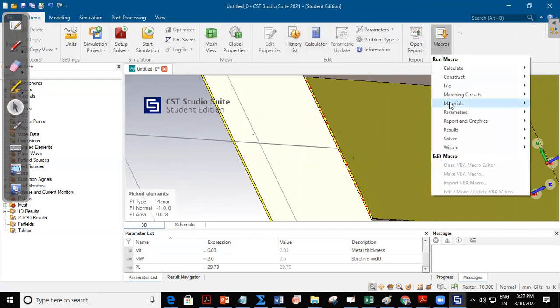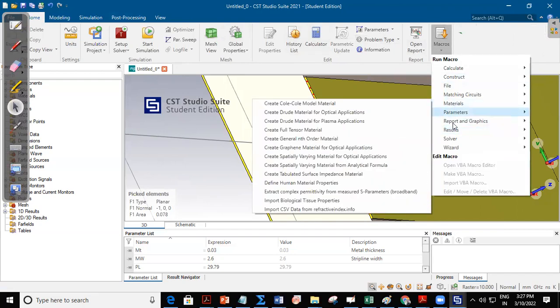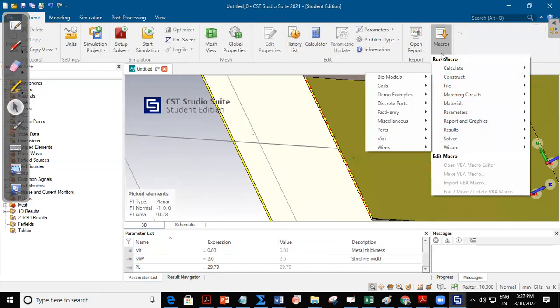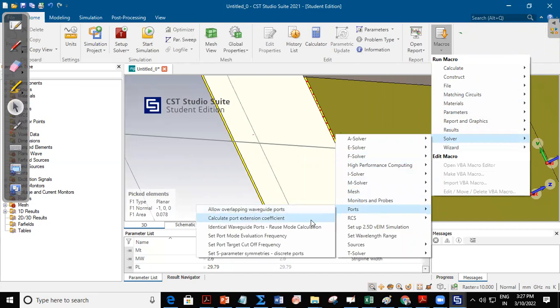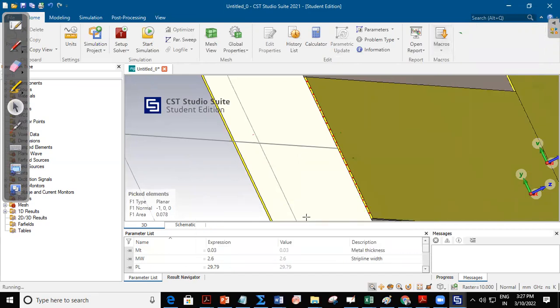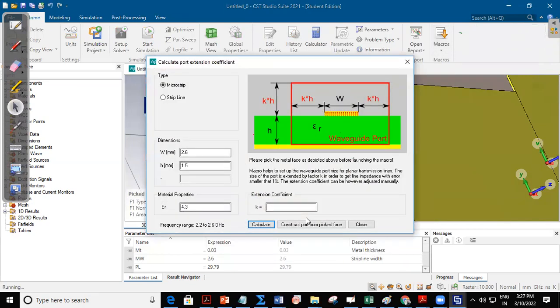Now one step you have to do, you have to go to home, go to macros, because we are going to use the waveguide port for this, not the discrete port. So go to macros, solver, ports, and here calculate port extension. It will open up like this. Actually, when we connect, you can see in the screen here, this portion we have selected already. And now with this dimension, this is the strip line. So you can see here what we have given, the width of the strip line is 2.6 mm. And the height of substrate is 1.5 already written.